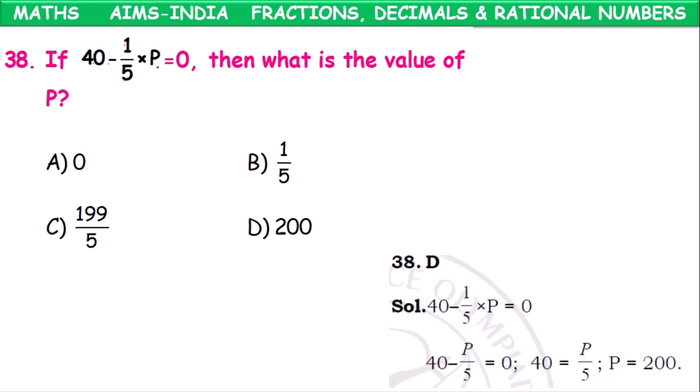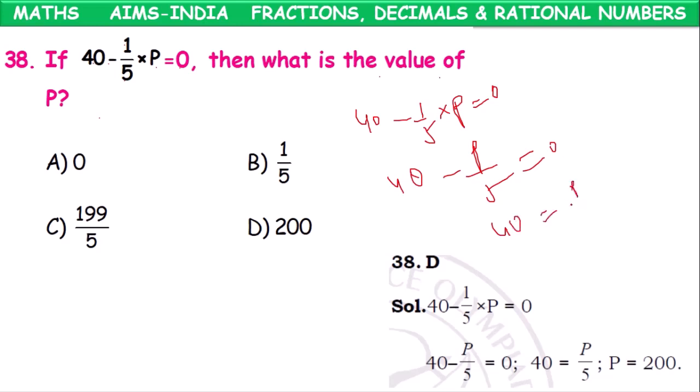40 - 1/5 into p equals 0. Then what is the value of p? They have given 40 - 1/5 into p equals 0. We can write it as 40 - p/5 equals 0, or 40 = p/5, since -p/5 goes to that side and becomes p/5. So 5 into 40 is 200. P equals 200 will be the answer. So option D is the correct answer.